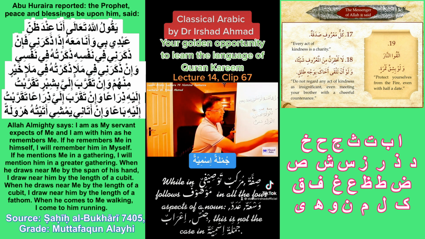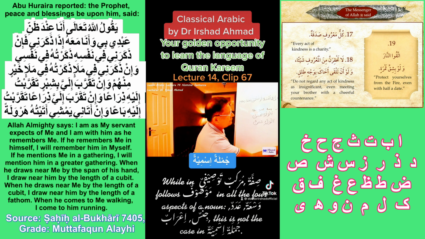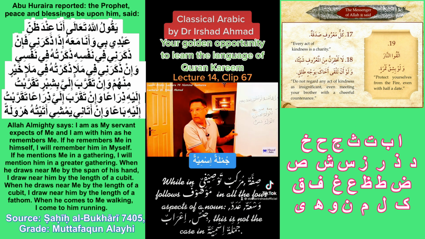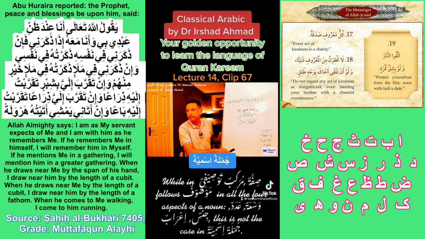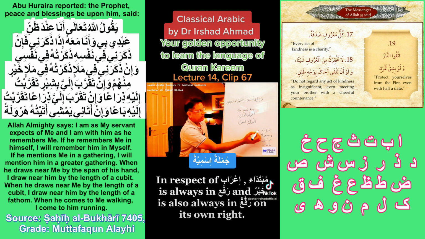So we have four aspects of a noun. We have i'rab, we have wus'a, we have jins, and we have adad. So what happens in jumla ismiya to these four aspects of a noun? In jumla ismiya, mubtada is always in rafa from the i'rab point of view, and khabar is also always in rafa. So here the khabar is not following mubtada. Mubtada on its own right is always in rafa, and khabar is also on its own right always in rafa.